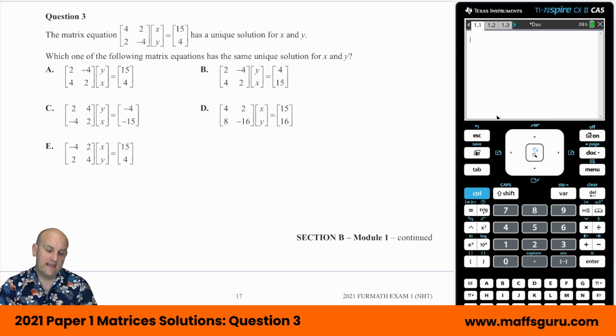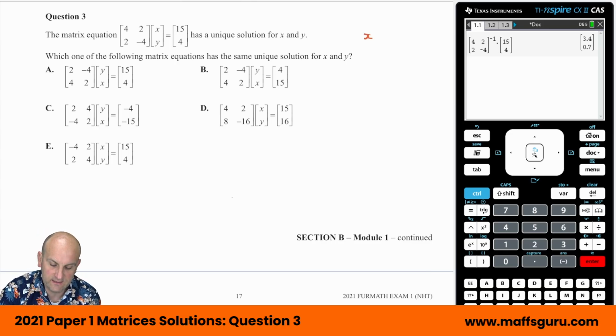The matrix equation has a unique solution for x and y. Which one of the following matrix equations has the same unique solution for x and y? Okay. Having set up my calculator, I'm going to solve it to find the solutions of x and y. So you can just put those in, find the inverse of that matrix. Gives me a value of x, weirdly, as 3.4 and y as 0.7.